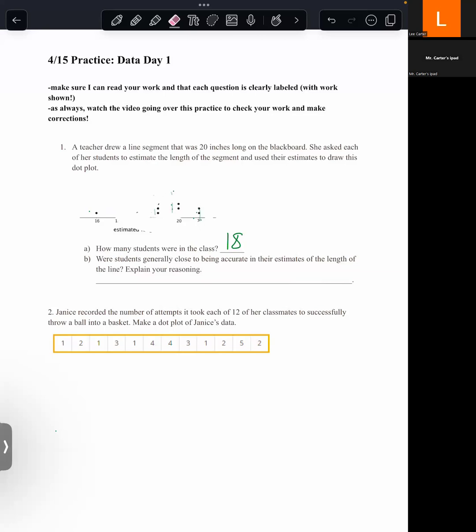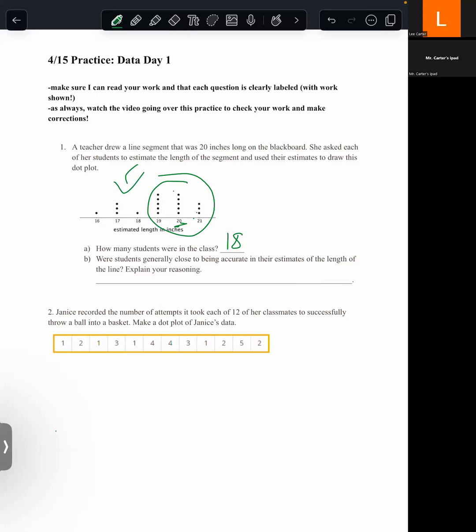Now, were they generally close in being accurate in their estimates of the length of the line? Explain your reasoning. It was actually 20. You could explain this several different ways. I'm looking at it like this: all of them except for 5 were within 1 inch.